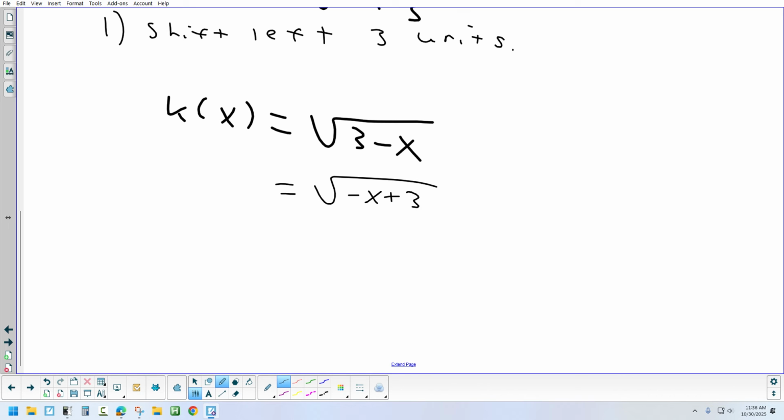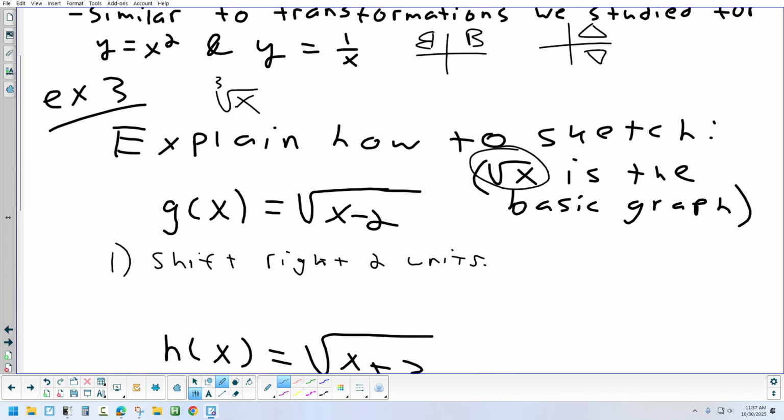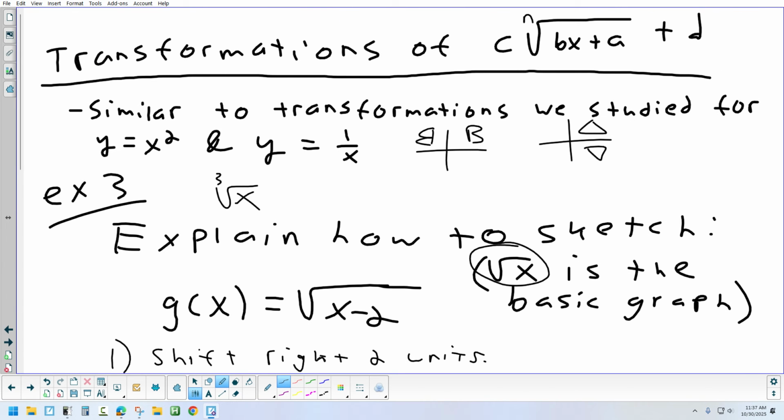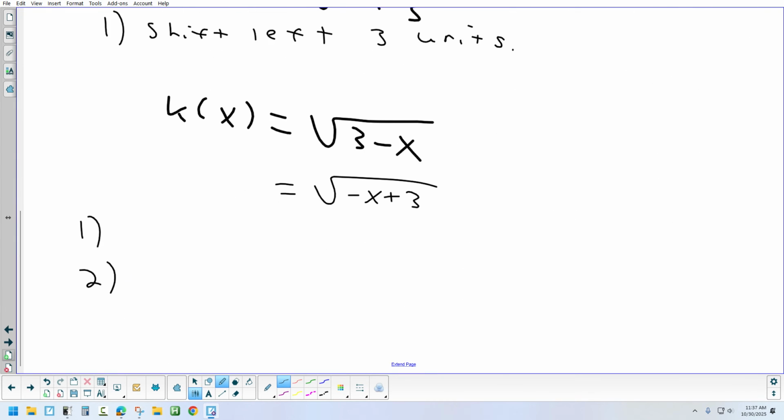So how many transformations are happening in this one? 2. And you do have to describe them in a certain order. The order is A, B, C, and D. Do them in that order. So what would we say first? We would say shift left 3 units. So shift left 3. And second and last.